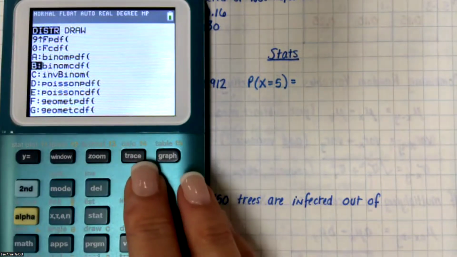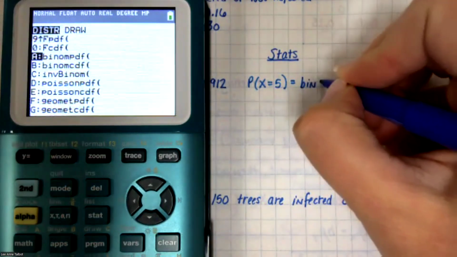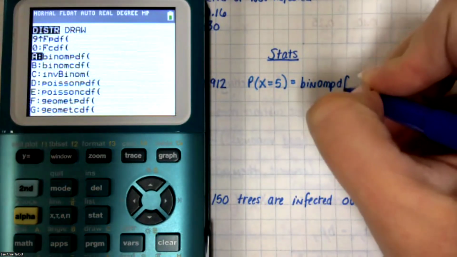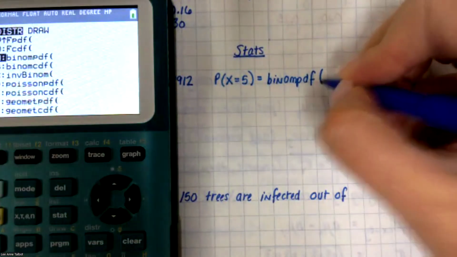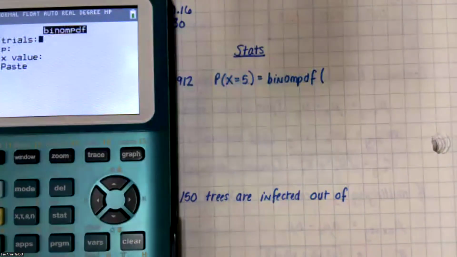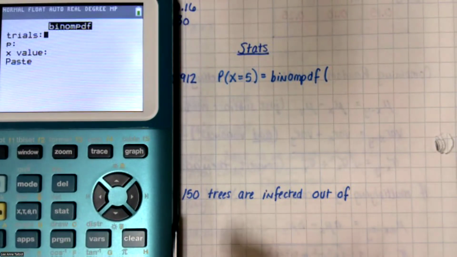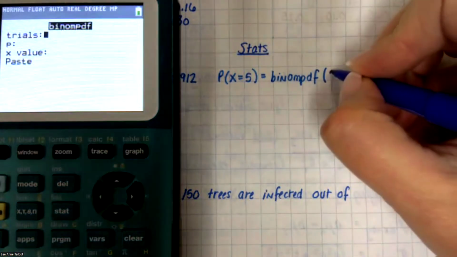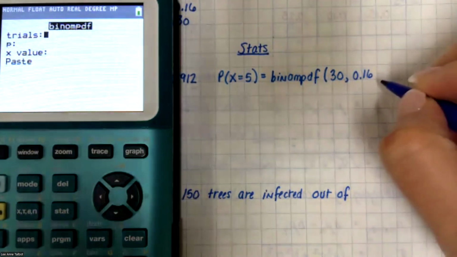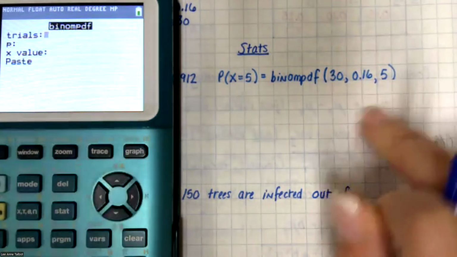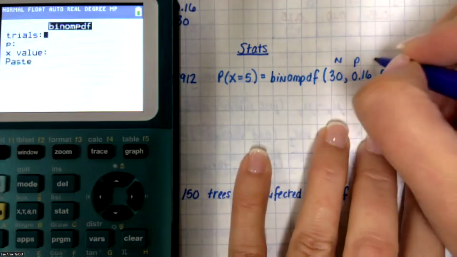Okay, I want you guys to go here. We're in binom PDF. So this is a binomial situation. Binom PDF is what we're looking at, and binom PDF will ask you for some information, just like normal CDF. The number of trials is 30. The probability is 0.16 each time. And the X value is 5 out of that 30. And you label this NPX.